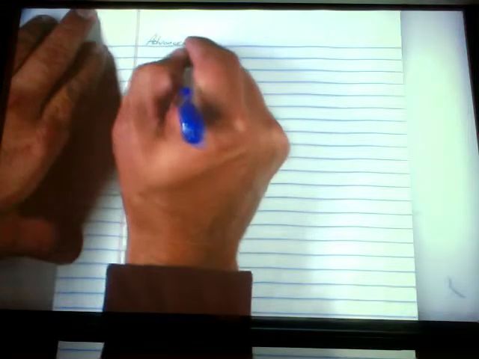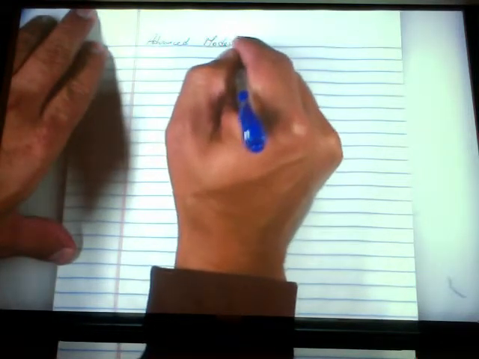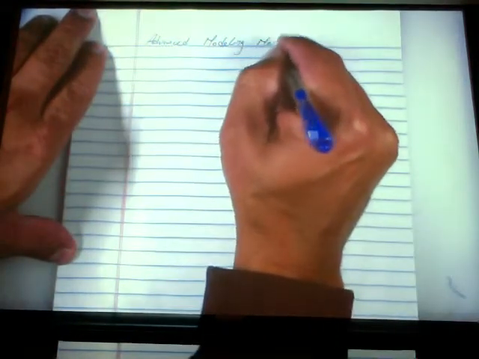All right, so this is advanced modeling methods.